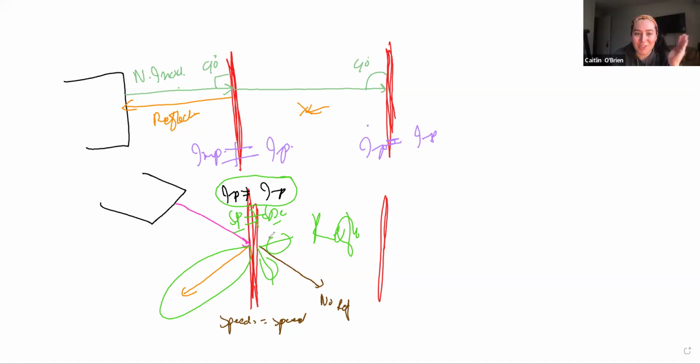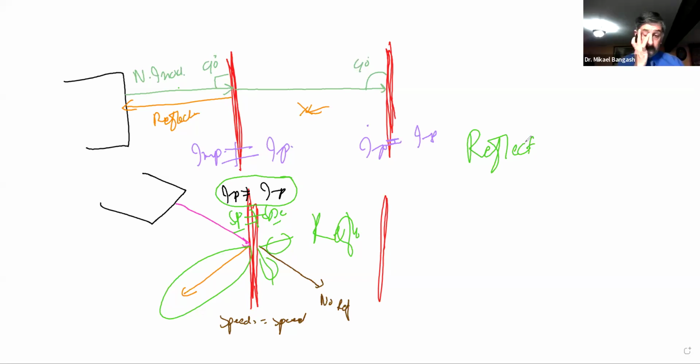So if the question said there's an oblique incidence and the impedances are different, we would say yes, it's going to reflect, even though that's not exactly what the book is saying, but that's the answer you're looking for. Yes? Very much. Okay, thank you.